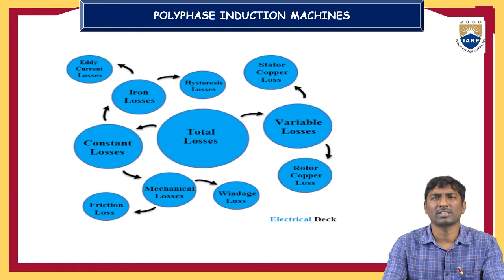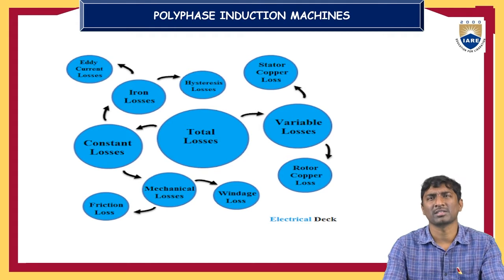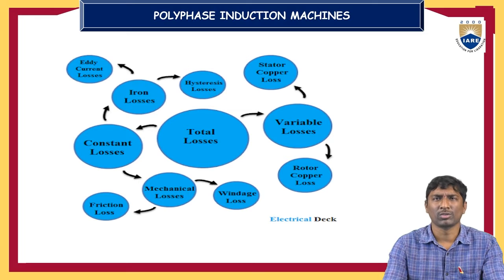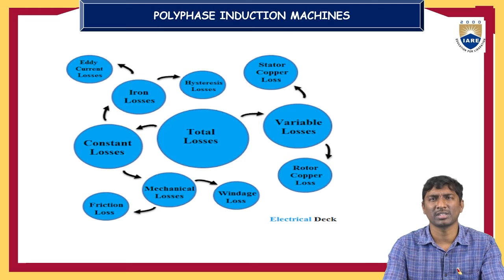So the various losses we have in machines, in any case of AC machines and DC machines, are the constant losses as well as the variable losses. So the total losses in electrical machines, whether AC machines or DC machines, have two types: the variable losses and the constant losses. Now coming to the induction machine, we also have various losses: the iron losses, which are also called constant losses, and also the variable losses and mechanical losses.